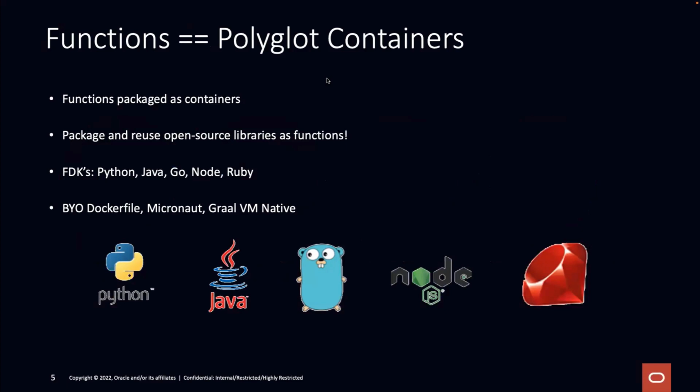So what are these containers? What are these function containers built of? The function itself is polyglot, so we support multiple languages, which means we provide direct FDK support for Python, Java, Go, Node, and Ruby as of now. Other than that, we also support bringing your own Dockerfile, your own Micronaut, or GraalVM. So basically any container which supports the function contract, you'll be able to run it as a function in the OCI Functions service.